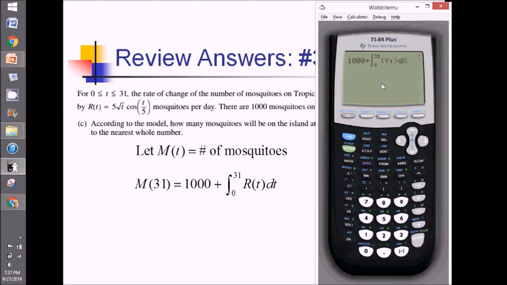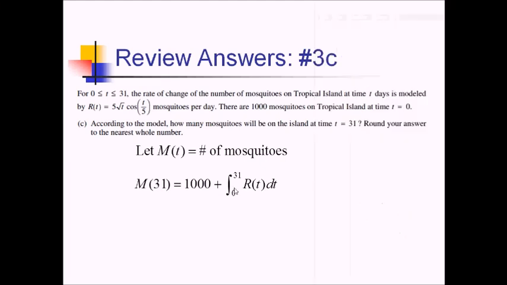The calculator doesn't want to fathom this horrible situation. 964 mosquitoes. They wanted us to round to a whole number. We don't want a part of a mosquito. We don't even really want a whole mosquito. But we'll take what we were given here.